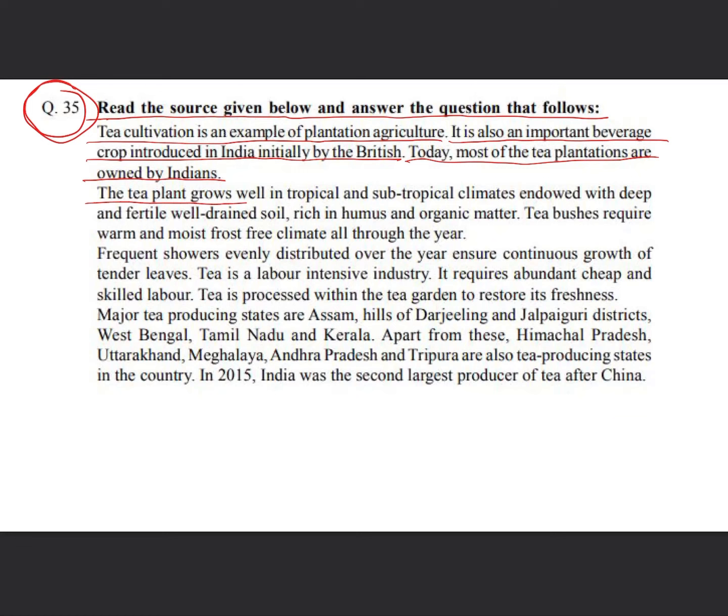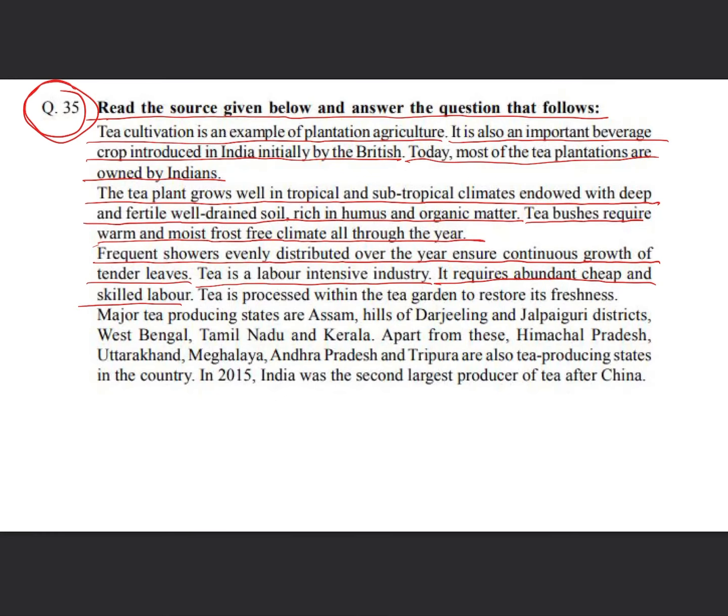The tea plant grows well in tropical and subtropical climates, endowed with deep and fertile, well-drained soil, rich in humus and organic matter. Tea bushes require warm and moist, frost-free climate all through the year. Frequent showers evenly distributed over the year ensure continuous growth of tender leaves. Tea is a labor-intensive industry. It requires abundant, cheap, and skilled labor.